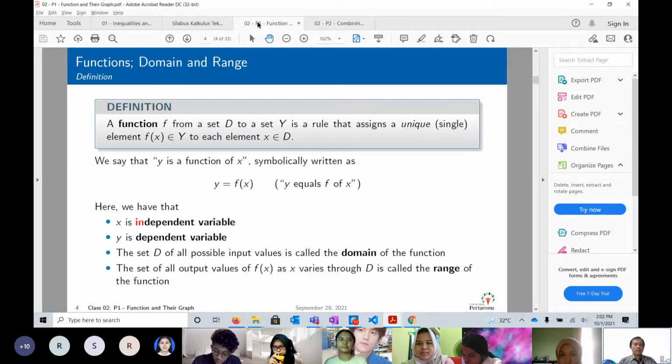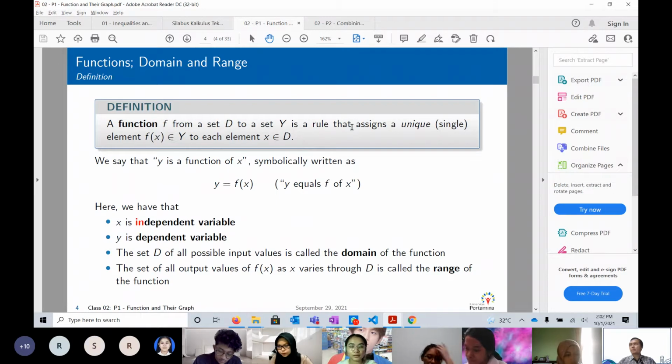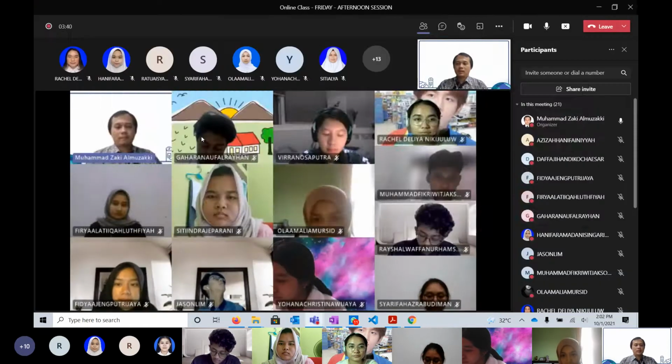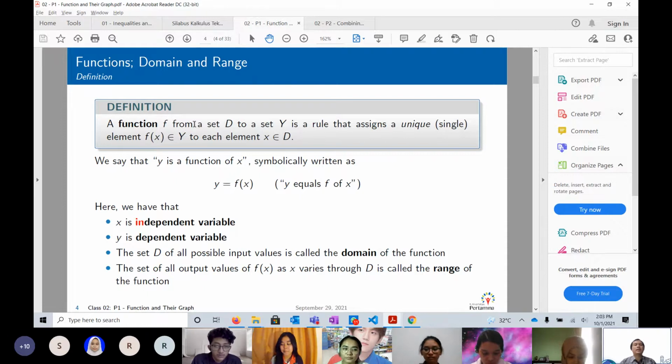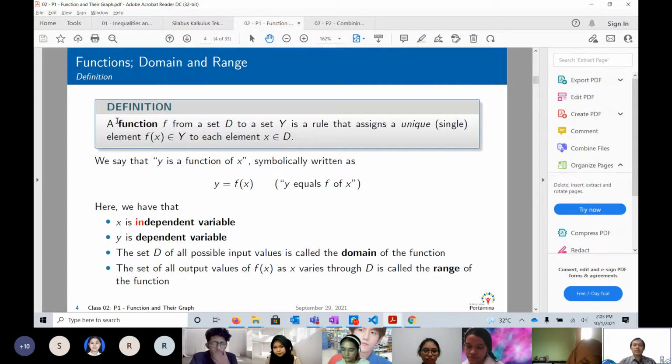So the first part is what is a function. This is the formal definition of a function, which actually you don't really need to remember. But if you are asked about the formal definition of a function, it should look like this. A function f from a set D to a set Y is a rule that assigns a unique element f(x) in Y to each element x in D. This is the formal definition.